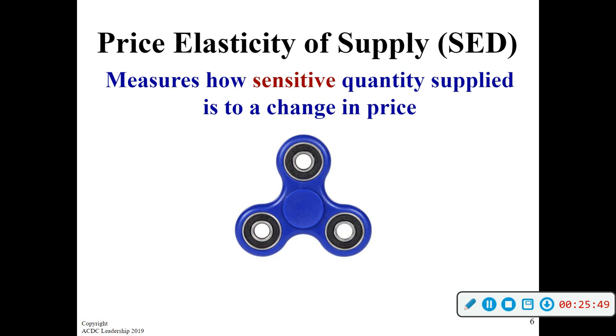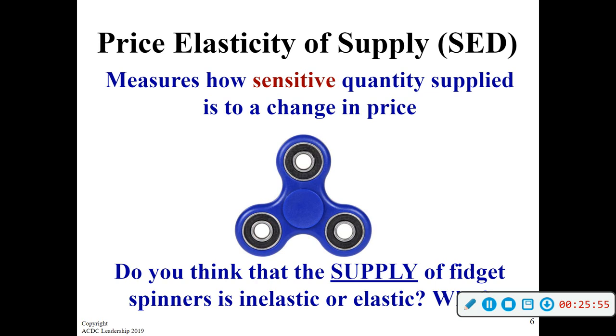All right, were fidget spinners elastic or inelastic supply? Do you think? So, it was generally probably a small change in price for these spinners. Do you think there was a large reaction by producers? Did you see these things everywhere overnight? Yes, that tells you they're elastic. Producers were very easily able to reallocate their resources, and they were able to produce a supply really quickly. So they were very responsive to a change in price.